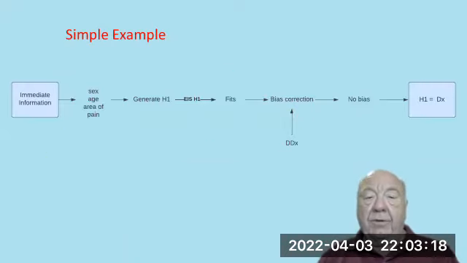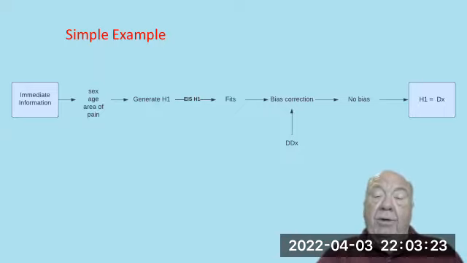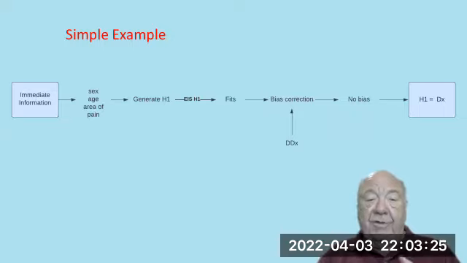Okay, so we'll look at a simple example, a straightforward case of the processes involved. So you have immediate information from the patient. You've got their sex, their age, and where the pain is. This will generate a hypothesis that you can test, and you use the essential illness script for that hypothesis to attack your hypothesis. In this case, it fits, so you move on to bias correction, and that's where you use the differential diagnosis.